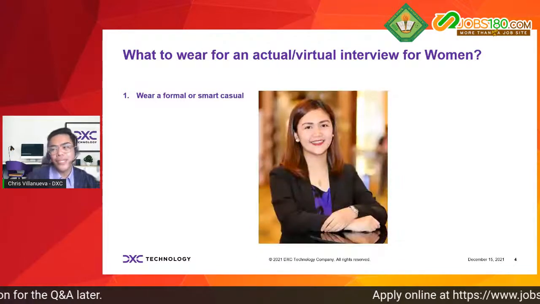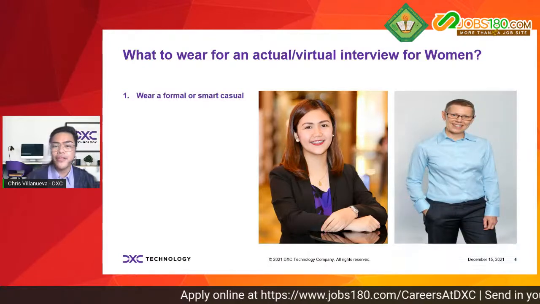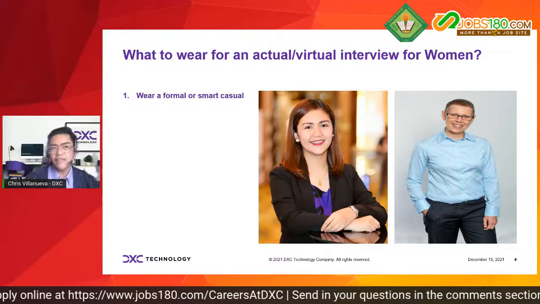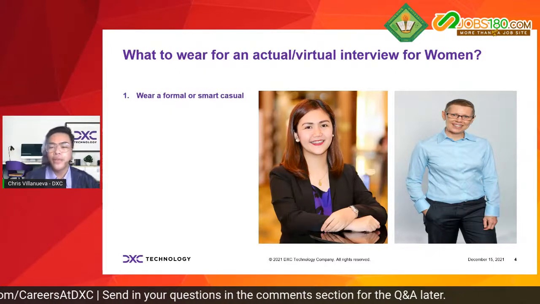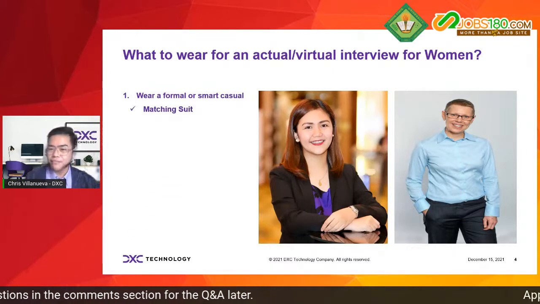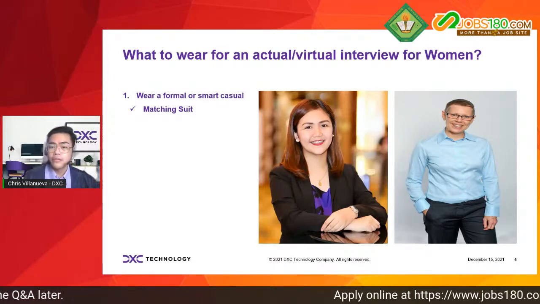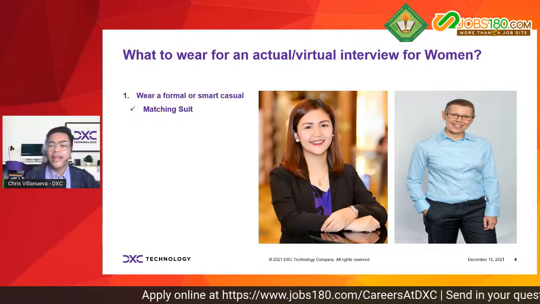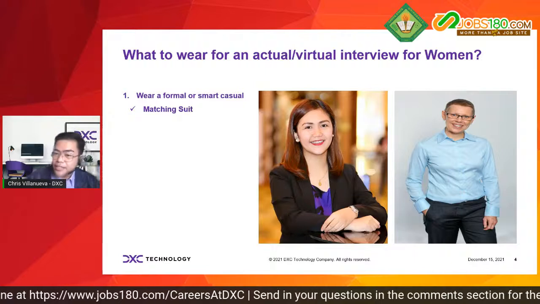So in the photo, you can see here a blazer over a blouse. You can also wear long sleeves for women and slacks. Here in DXE, we value diversity and inclusion, so we are open and we accept your preference. For a matching suit, it could be a blazer over blouse, and then a knee length skirt. Or you can also wear a conservative dress.